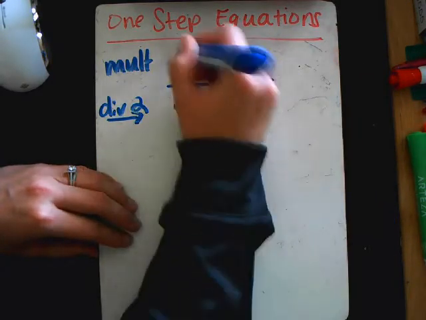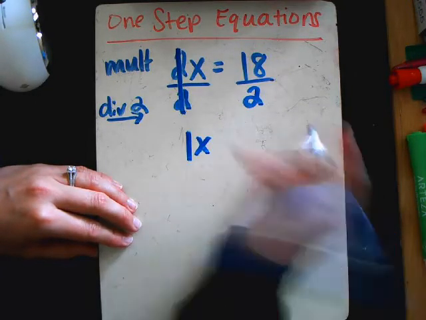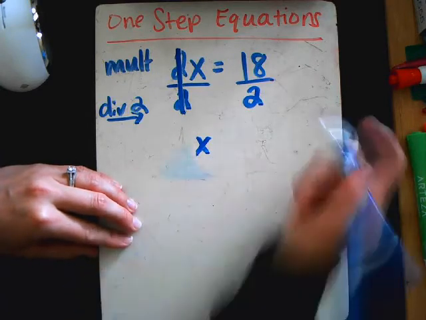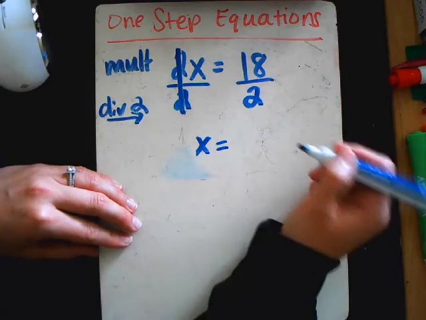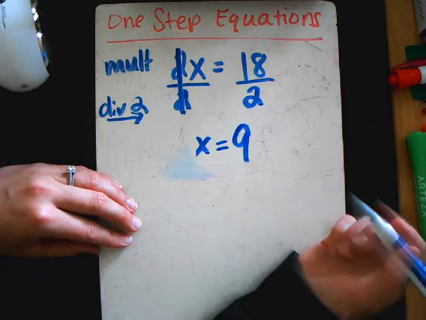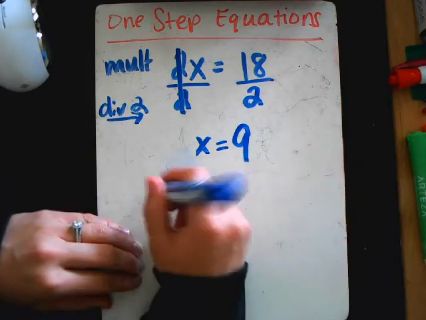2 divided by 2 is 1, leaving us with 1x, or just x. Remember, mathematicians are lazy. So when we don't have to write something, we don't. Our equal sign comes down, and 2 goes into 18 9 times. Is that the number you thought about at the beginning? Let's check.